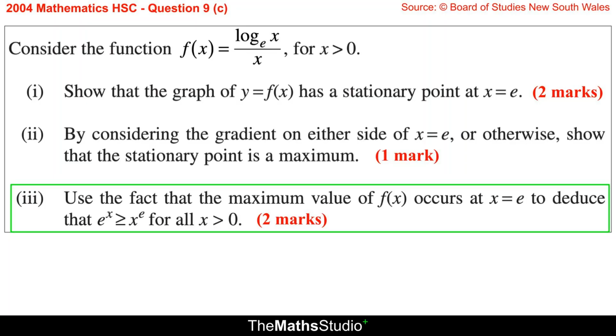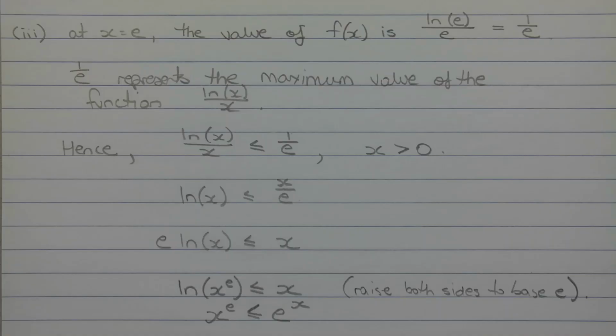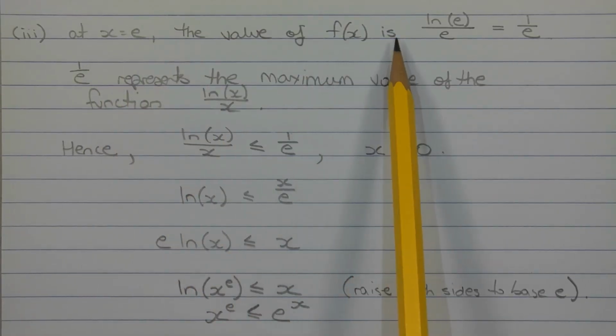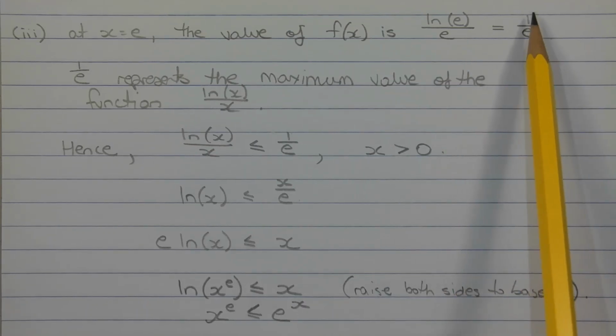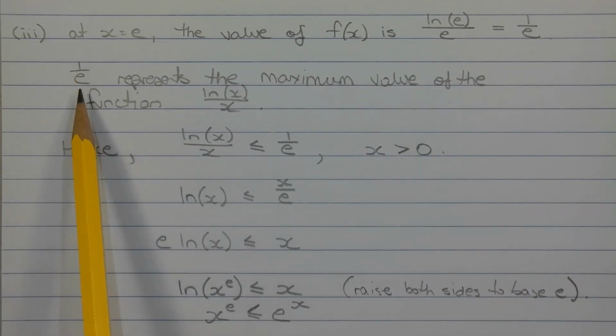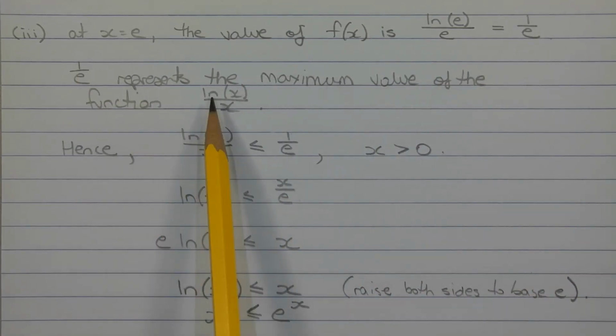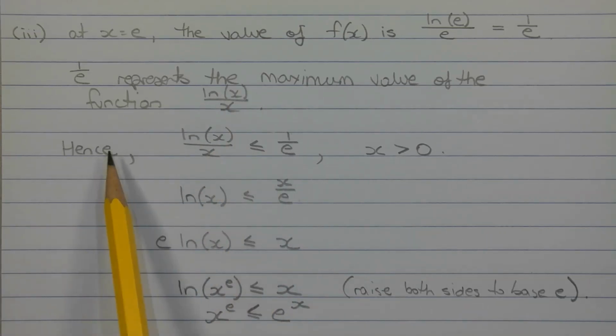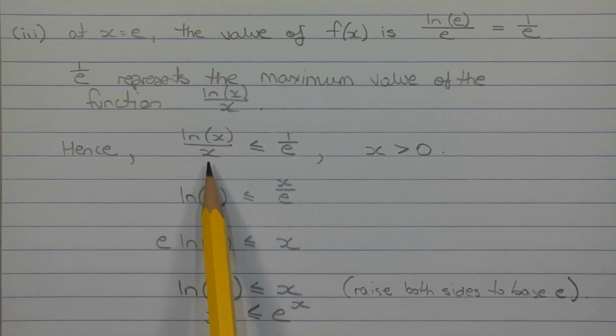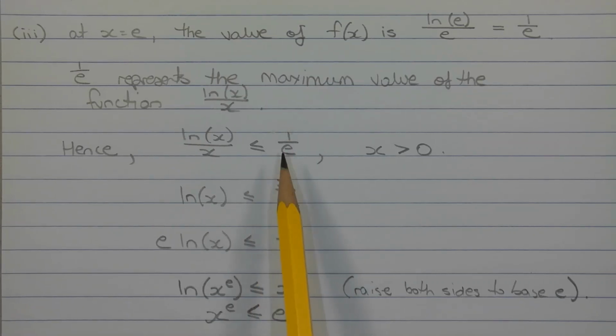Part 3. Use the fact that the maximum value of f of x occurs at x equals e to deduce that e to the power of x is greater than or equal to x to the power of e for all x greater than 0. At the maximum stationary point where x equals e, the value of f of x is ln e over e, which simplifies to 1 over e. So 1 over e represents the maximum value of the function ln x over x. Hence, we can form the inequality ln x over x is less than or equal to 1 over e for positive values of x.